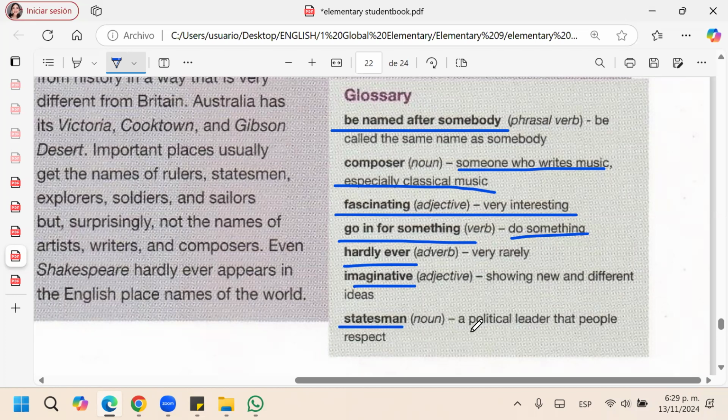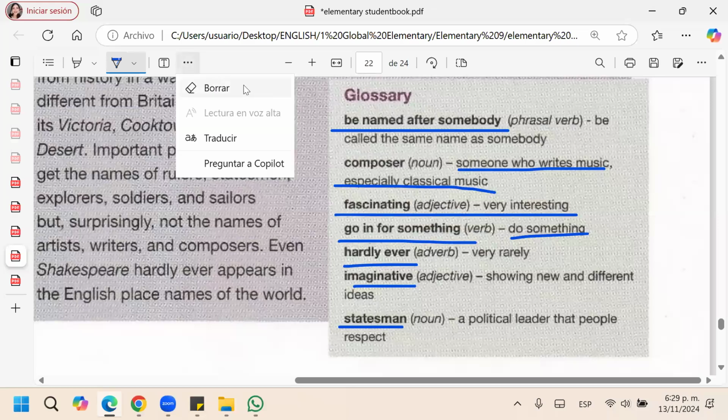Statesman, Donald Trump, Joe Biden, politicians, political leaders, okay, that people respect. Statesman, maybe, what other politician? No, Maduro, any politician is a statesman, a leader, political leader is a statesman.